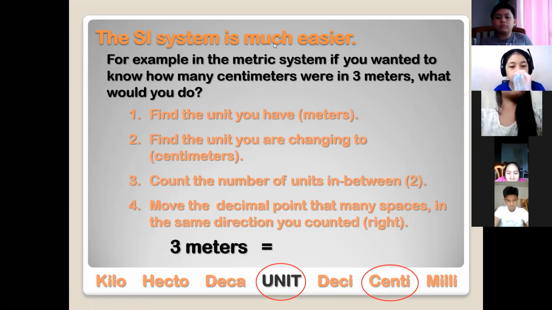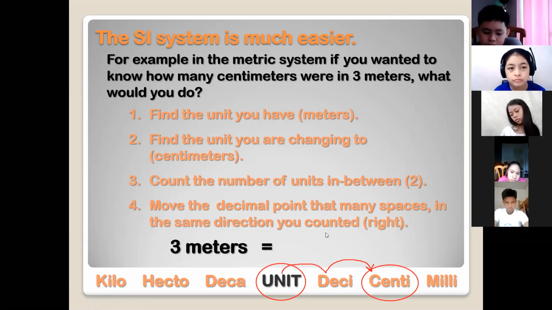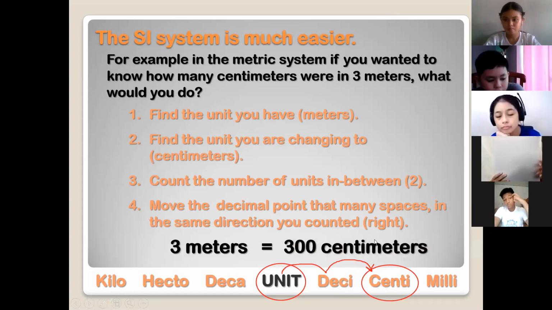So if you will follow me class, from here, your base unit is meters. We count 1, 2, 2 times going to the right until we reach centimeter. Therefore, we'll also count twice the motion of our decimal point, and thus we ended up with the answer 300 centimeters. So how is that possible, class?